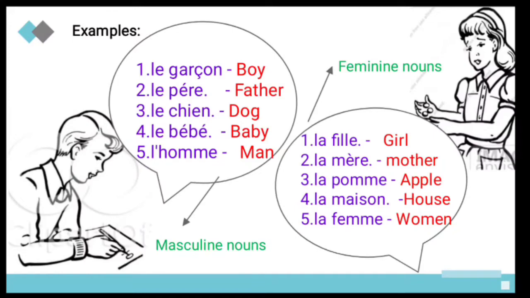And la mère, L A M E accent grave R E, la mère. La pomme, L A P O M M E, la pomme. La maison, L A M A I S O N. And la femme, L A F E M M E. This is the example for feminine noun.